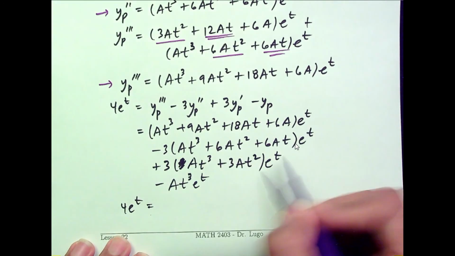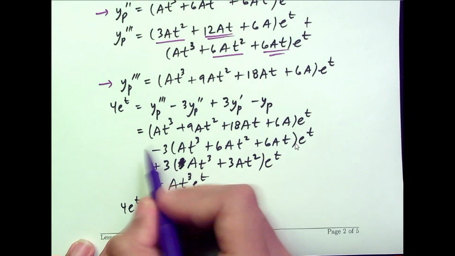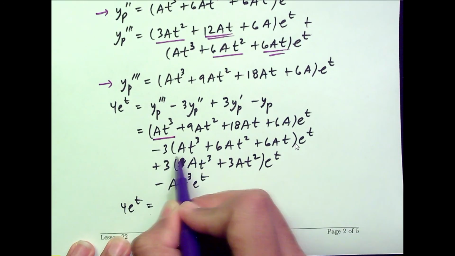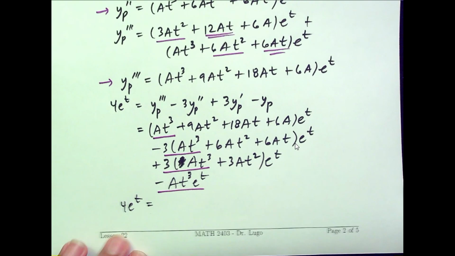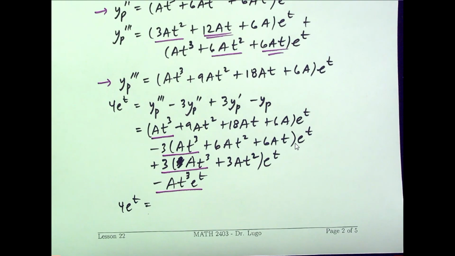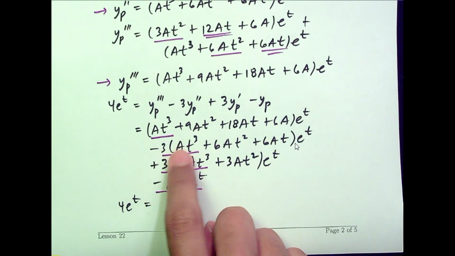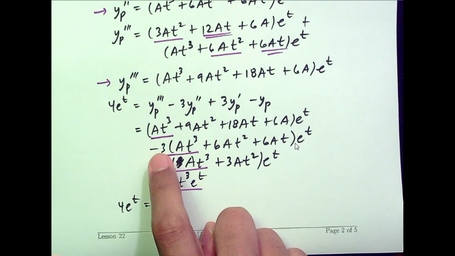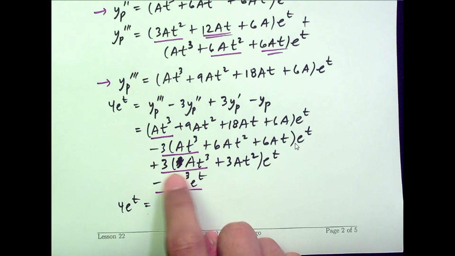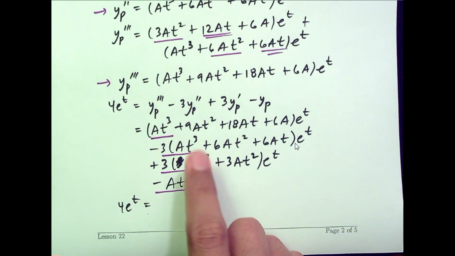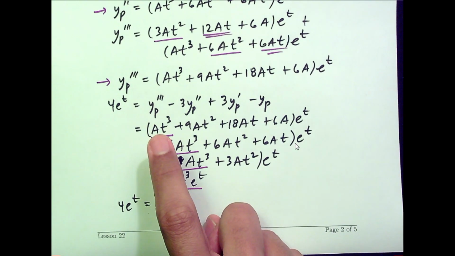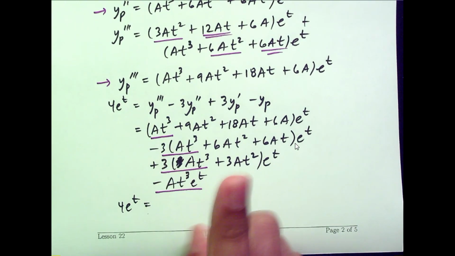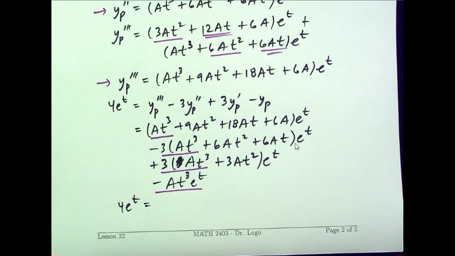I mean, I could just add the polynomials. So this is that, that, that, and that. Look at those. You get a t cubed, and then this one, because you have to distribute the negative 3, you get minus 3a t cubed, and then positive 3a t cubed, so those two cancel. And then you have a negative a t cubed. So that one and that one cancel, so you get 0 for the t cubes.